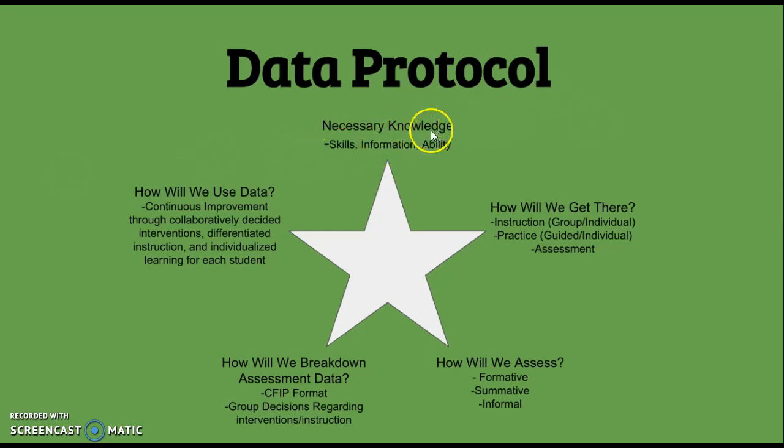So the first step is necessary knowledge. Each grade level is going to determine what knowledge is necessary for them to advance to the next grade. Different skills, different information they need to know, and different abilities they need to have to move on from, say, 3rd grade to 4th grade and to be successful.